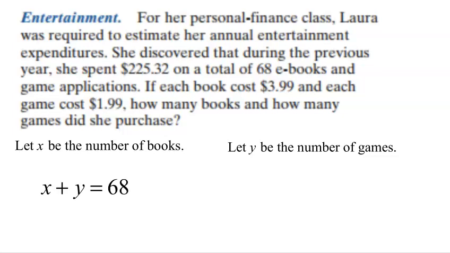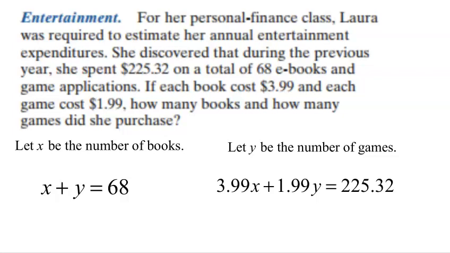And our second equation will be based on the money. How much for each book? $3.99. Each book is x, so $3.99x, plus how much for each game? $1.99, $1.99y, equals the amount of money she brought in, $225.32.